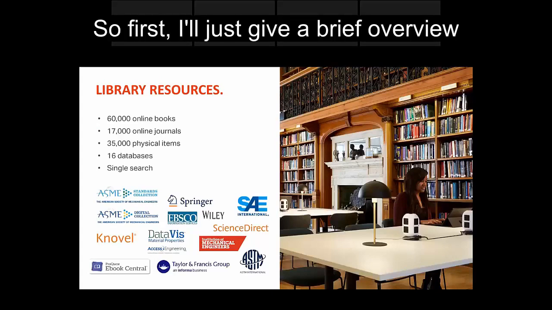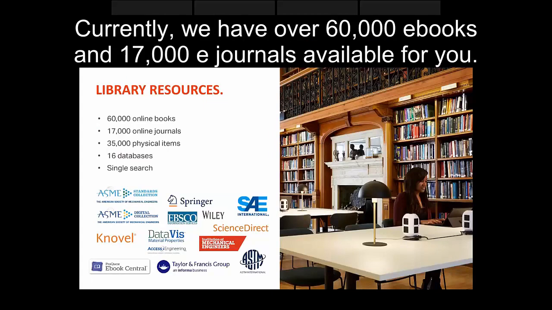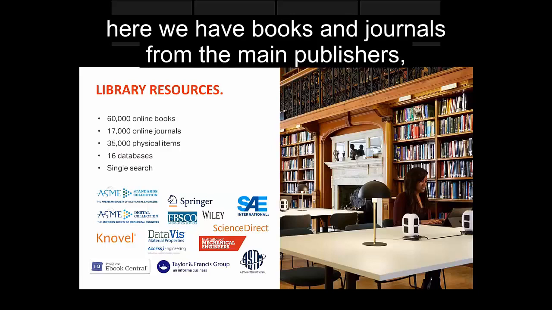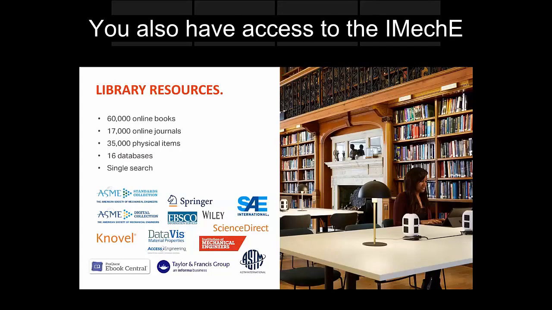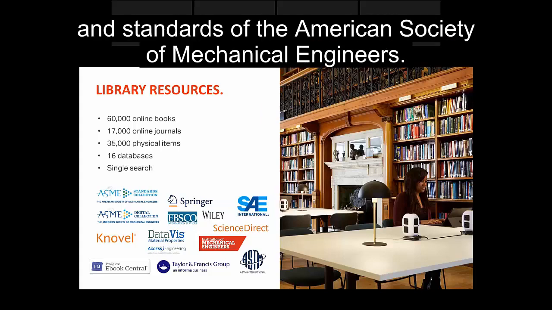First, I'll give a brief overview of what you can access online with your membership. Currently, we have over 60,000 ebooks and 17,000 e-journals available for you. You can see a selection of our suppliers here. We have books and journals from the main publishers, including Elsevier, Taylor and Francis, Springer, McGraw-Hill and Wiley. You also have access to the IMechE proceedings dating back to 1847, as well as the conference, journal papers and standards of the American Society of Mechanical Engineers.